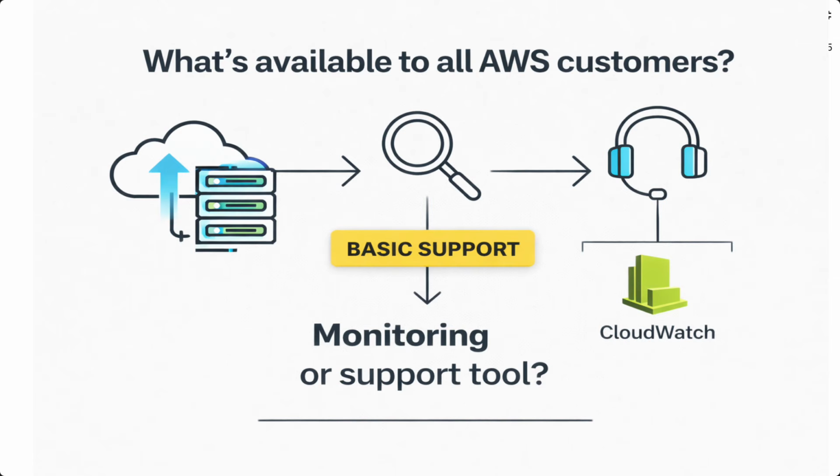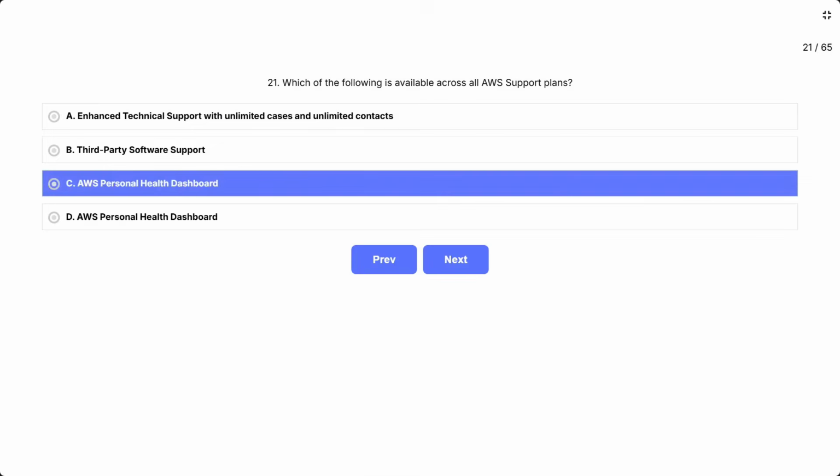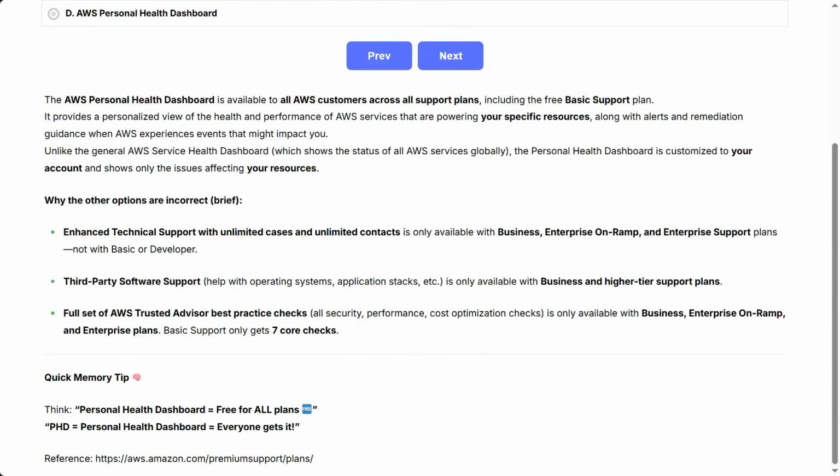This question is asking which feature or service is available to all AWS customers, even those on the free basic support plan. Think of it as, what AWS monitoring or support tool can I access without paying for a premium support plan? The correct answer is C, AWS Personal Health Dashboard. The AWS Personal Health Dashboard is available to all AWS customers across all support plans, including the free basic support plan. It provides a personalized view of the health and performance of AWS services that are powering your specific resources, along with alerts and remediation guidance when AWS experiences events that might impact you.